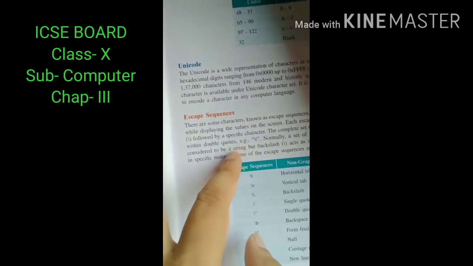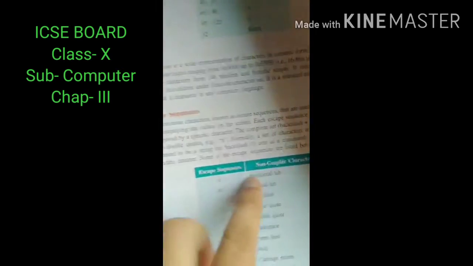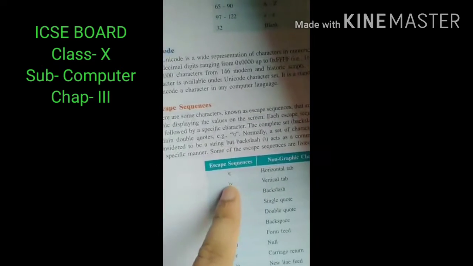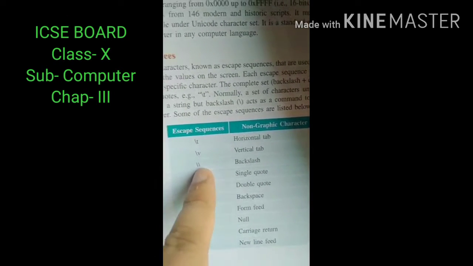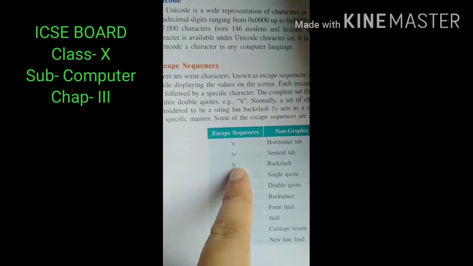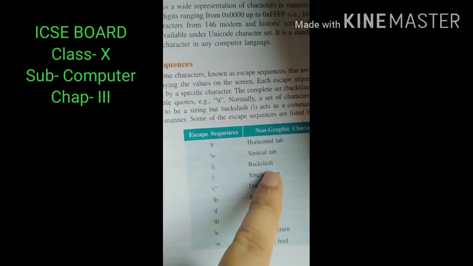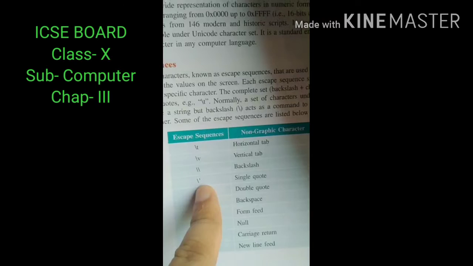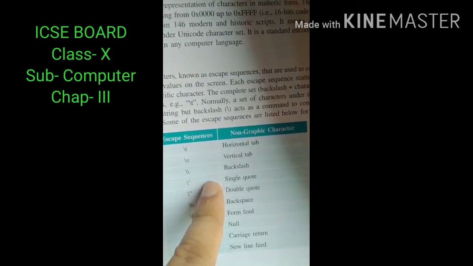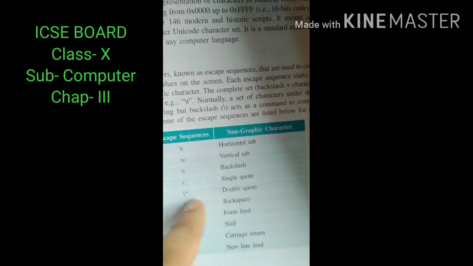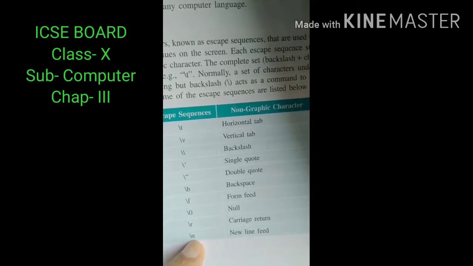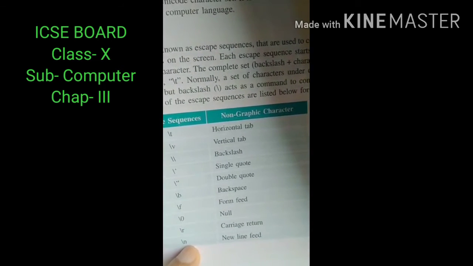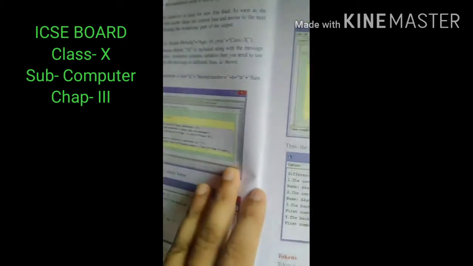The first is backslash t. Backslash t gives a horizontal tab, backslash v a vertical tab, double backslash for a backslash, backslash apostrophe for a single quote, backslash double quote. And at last backslash n for the new line feed. We can break the line using backslash n.